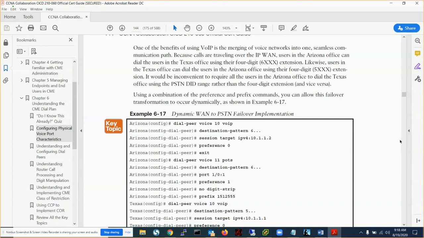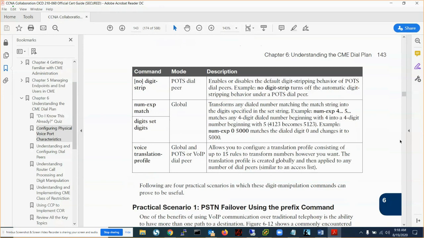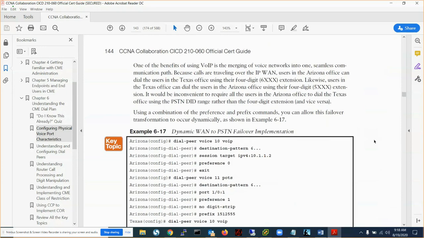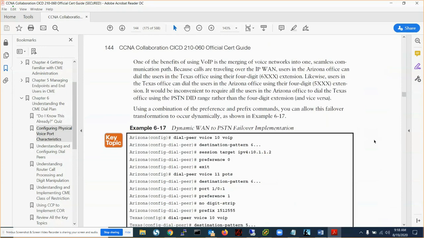Because both calls are traveling over the IP WAN, users in the Arizona office can dial the extension 6xxx, right? So I'm in Arizona and I want to reach somebody in Texas. The dial plan is, I don't have to go through all the other numbers, I just have to call the last four. So I call a manager, somebody, they may be 6000. I call 6000 and it passes through the IP WAN, right? And vice versa.